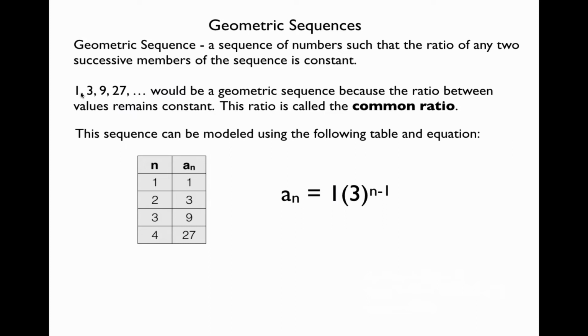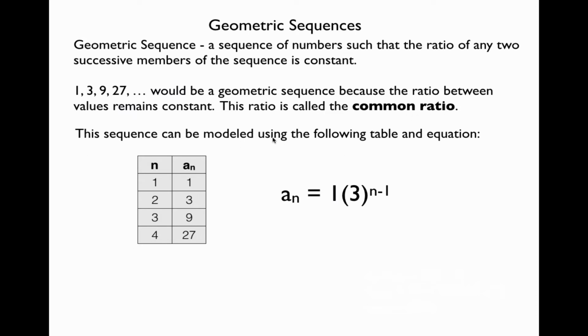All right, and what do we mean by the ratio? That means 3 over 1 would be 3, 9 over 3 would be 3, 27 over 9 would be 3, and so on and so on. It seems like we're starting with a first term in the sequence and we're constantly multiplying by the same value or the same factor. Now the ratio between these members in the set is called the common ratio.